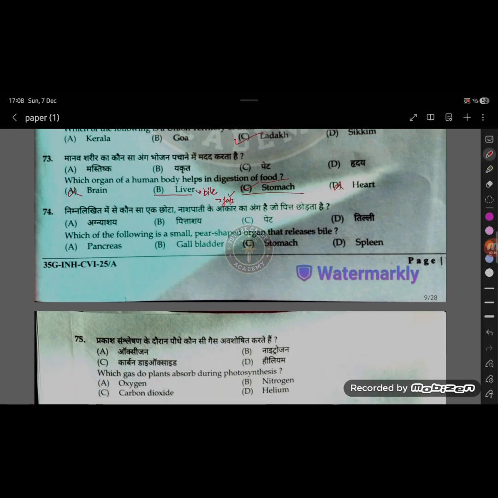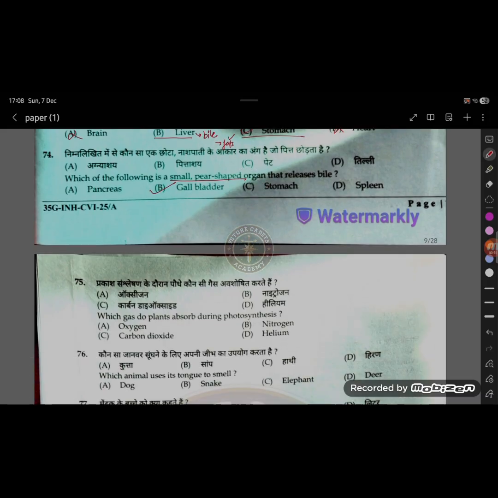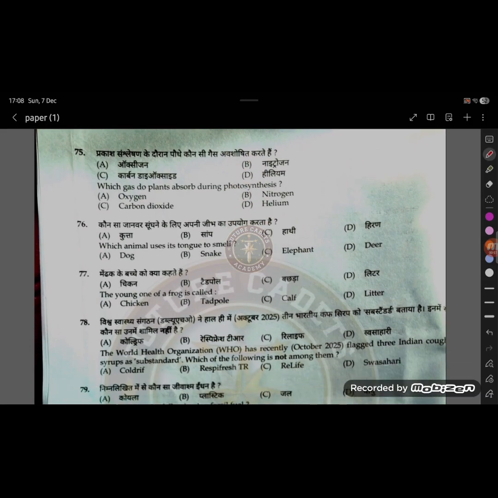Okay, moving further to question number 74. It is about which is a small pear shaped organ. And we all know the pear shaped organ is gallbladder, which is present below the liver, which stores the bile juice. Then question 75, it asks, which gas do plants absorb during photosynthesis?